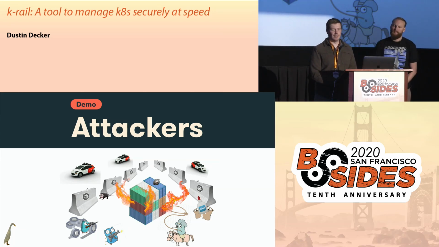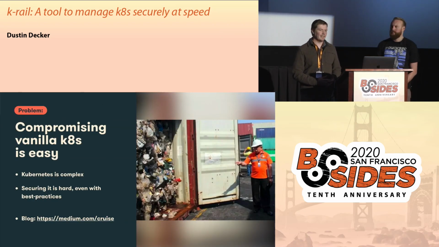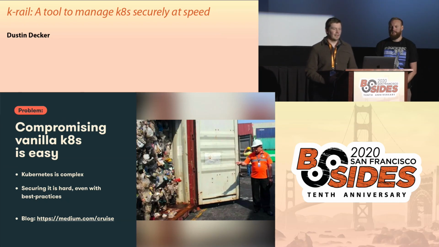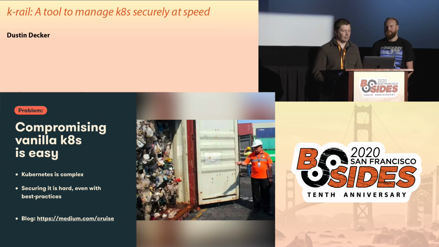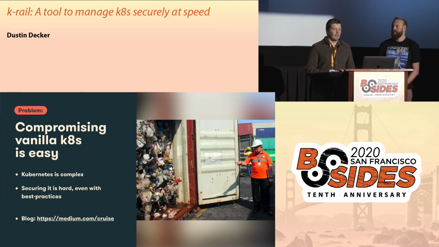So I'll cover some of the security issues that we've seen, give some demos of them in action, and then I'll introduce the tooling that we made to address this. So compromising vanilla Kubernetes is easy, but securing it is difficult. Even if you create the cluster with best practices like role-based access control and mutual TLS between the nodes, there are still some routes of privilege escalation through standard Kubernetes APIs. And we recently released a blog post to cover some of this in more detail that you should check out on Medium, Cruise's Medium.